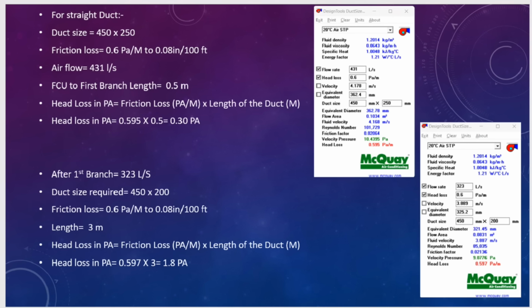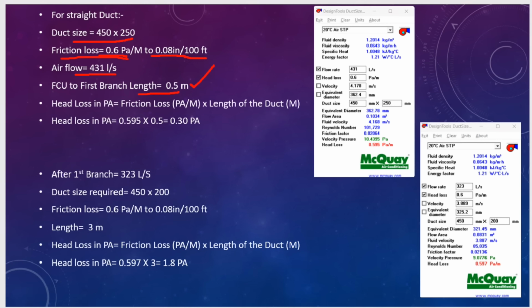So in our case, the duct size is 450 by 250. As I told you, the airflow is 431 liter per second, which is coming from the FCU. And FCU to first branch is 500 mm or 0.5 meter. Coming to the friction loss, in the duct sizing video I explained clearly about the friction loss for the FCU duct, staircase pressure duct, FH duct, AH duct, one by one. Please have a look at that if you have not watched that video. For the FCU duct, we consider 0.6 Pascal per meter or 0.08 inch per 100 feet.